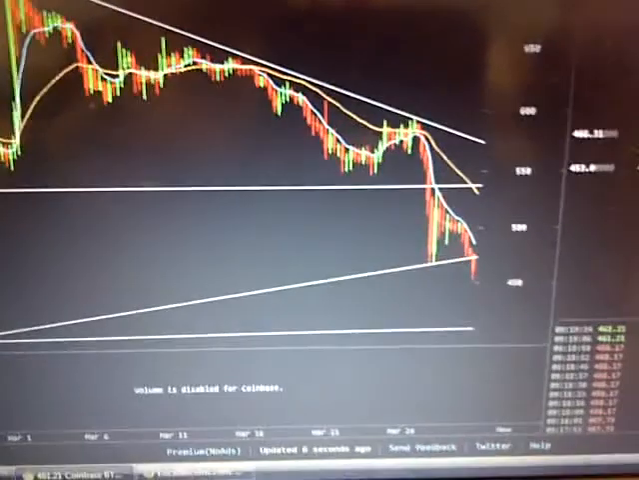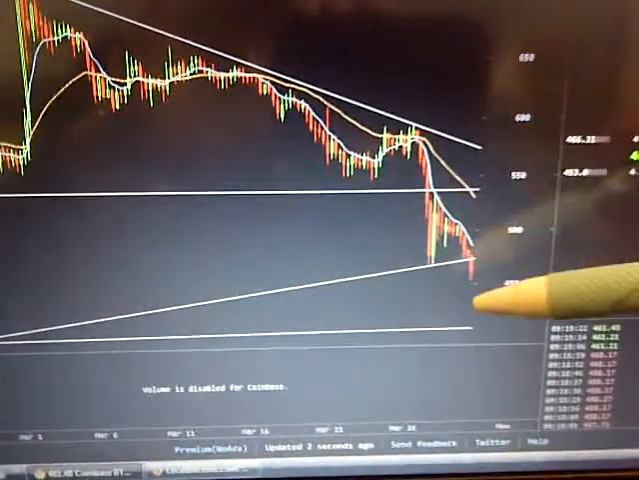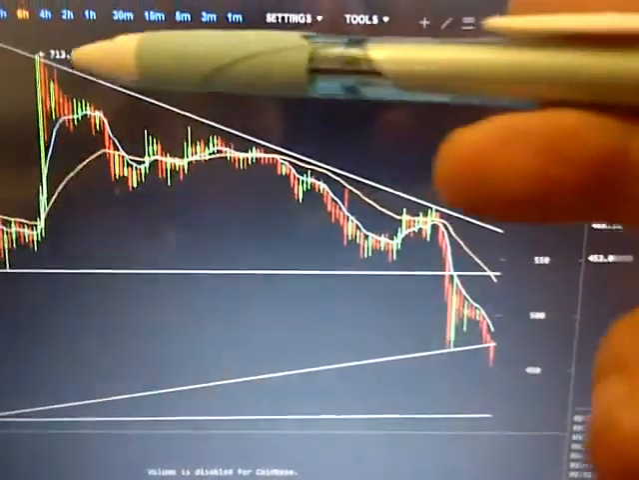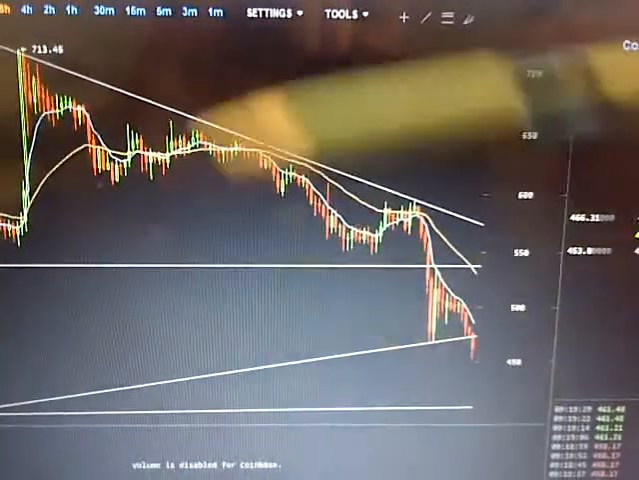But so far it is going down. If I just showed you this much here, and the price was here, and now the price is here, it's going down. Kind of simple. So let's go on to some recent news here.